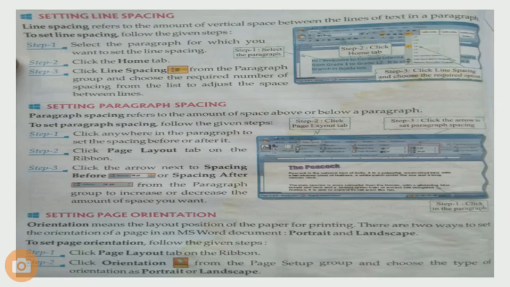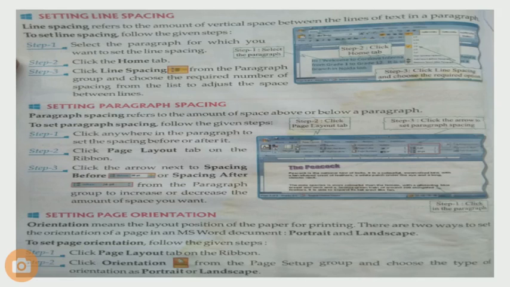First we have to click on the paragraph anywhere and then click on the Page Layout tab. Then click the arrow next to Spacing Before and Spacing After. There will be a bar shown. Then if you want to increase or decrease the amount of space, do whatever you want. If you want to increase, then click on the increase button, and if you want to decrease, then click on the decrease button.